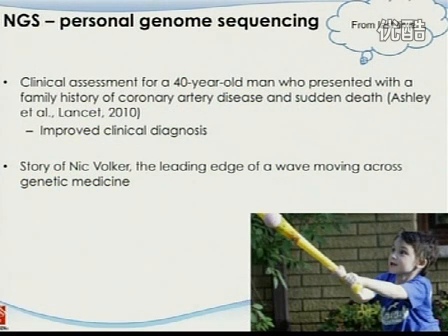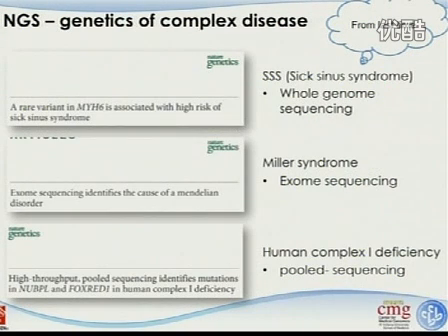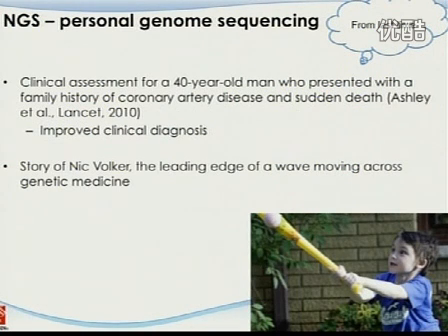The previous slides were really trying to understand the genetics of complex disease. For the future, next generation sequencing can be used in personalized genome sequencing. We also talk about two examples. The first was published in Lancet last year, and it is a clinical assessment of a 40-year-old man who presented with a family history of coronary artery disease and sudden death. But that man is generally healthy. He went to the hospital and did a lot of clinical tests like blood pressure and blood sugar, which were very regular.